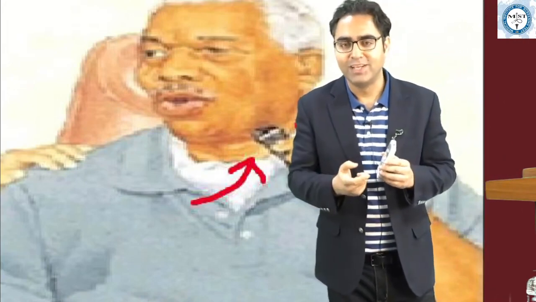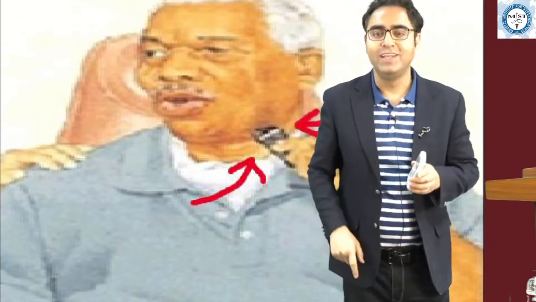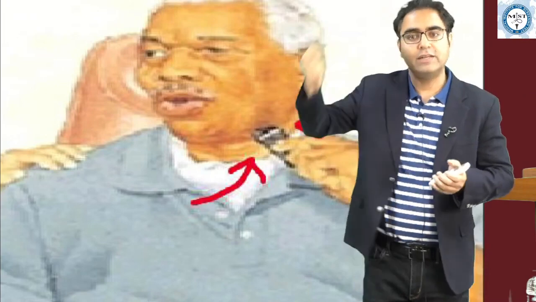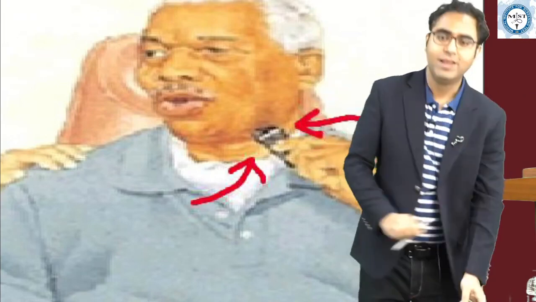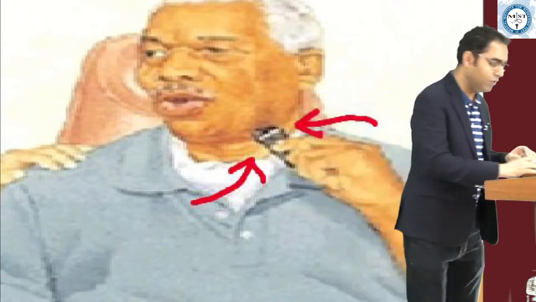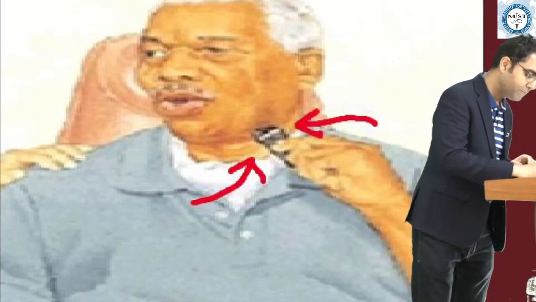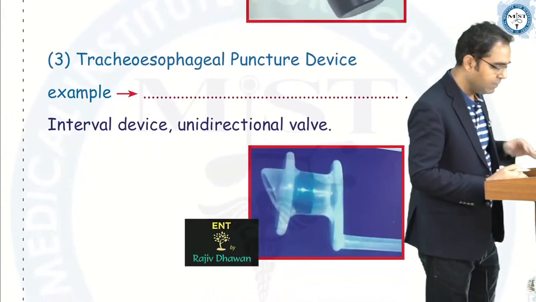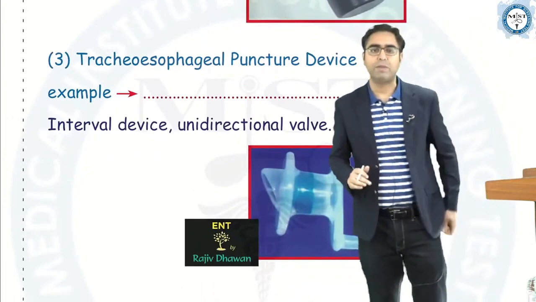Lost the match, beta. Can you fit something in the body which can make you speak without the need of any battery, beta? Inside the body. Write down what that is. Number 3 is the tracheoesophageal puncture device, beta. TP device, tracheoesophageal puncture device.